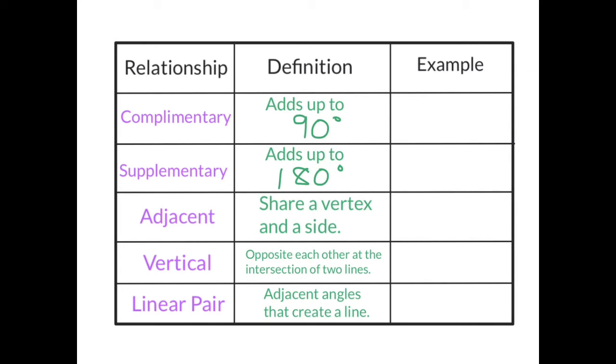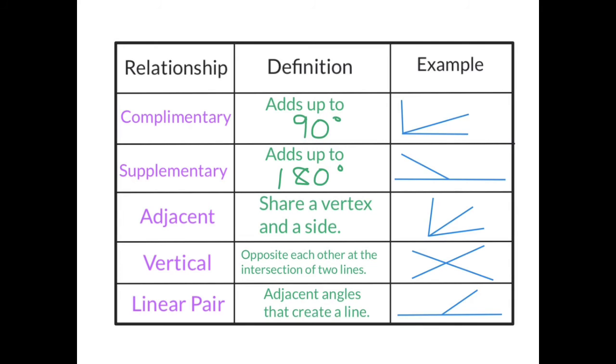So if we look here, the definition, remember complementary adds up to 90 degrees, supplementary adds up to 180 degrees. Adjacent, they need to share a vertex and a side. So adjacent, remember, means that these are next to each other. And the vertical, they're opposite each other at an intersection of 2 lines. And the linear pair is adjacent angles that create a line. So let's take a look at some examples.